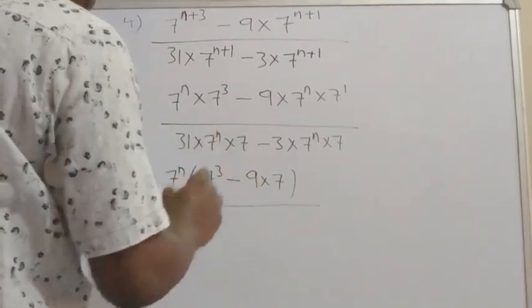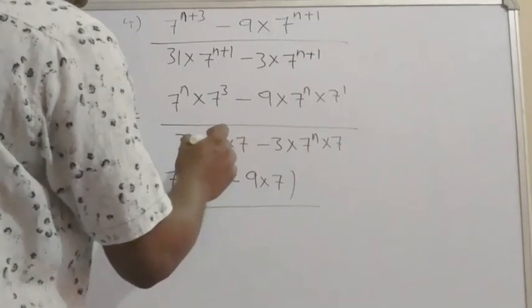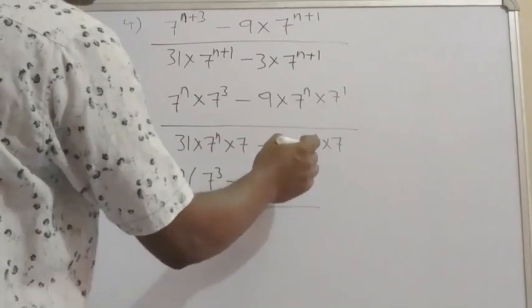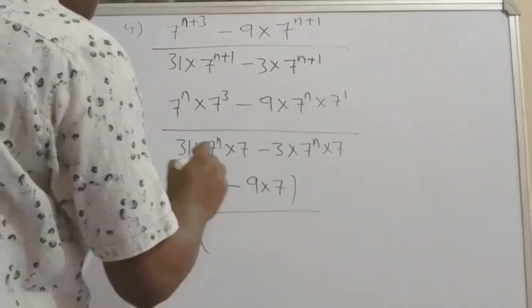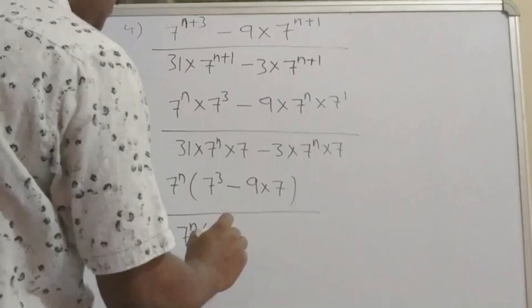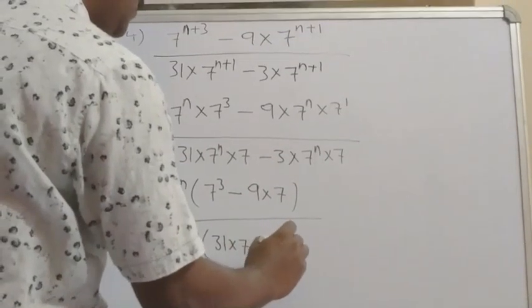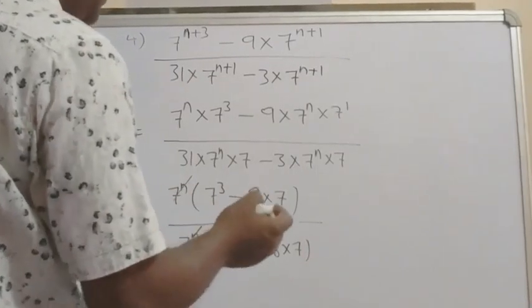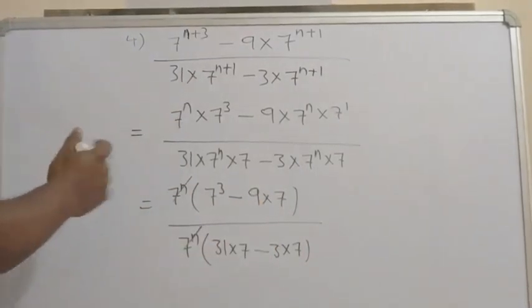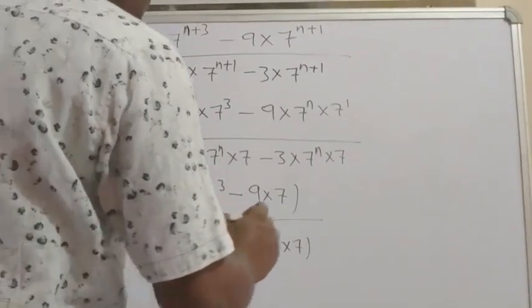Now in the denominator also same. The 7 to the power n here also, 7 to the power n, take common. So what is left? 31 into 7 minus 3 into 7. So 7 to the power n, 7 to the power n cancel. Now the variable cancels. Now only the number is left, so you can easily solve.